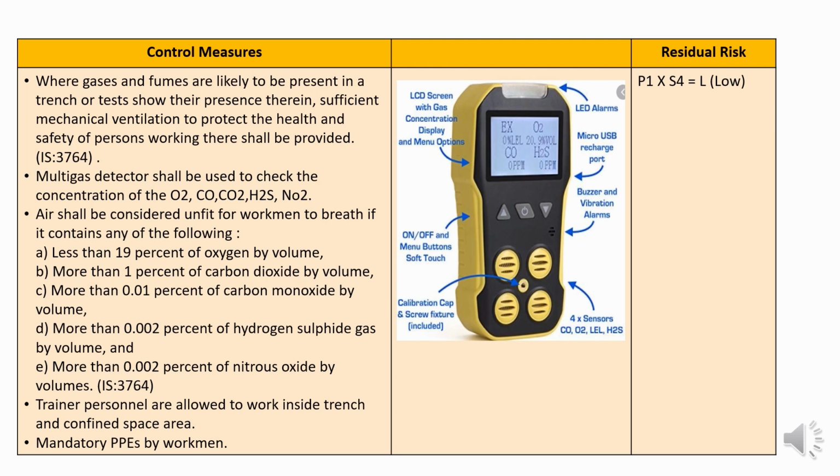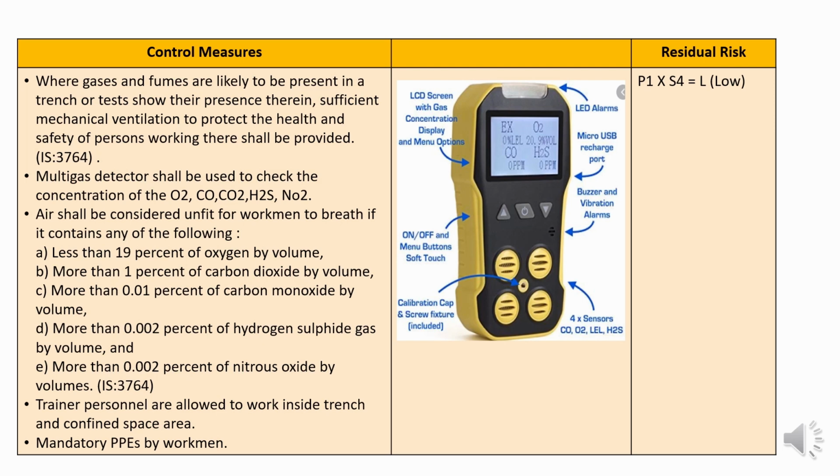If gases and fumes are likely to be present in a trench or test shows their presence therein, sufficient mechanical ventilation to protect the health and safety of persons working there shall be provided according to IS 3764. A multi-gas detector shall be used to check the concentration of oxygen, carbon monoxide, carbon dioxide, hydrogen sulfide and NO2 level.